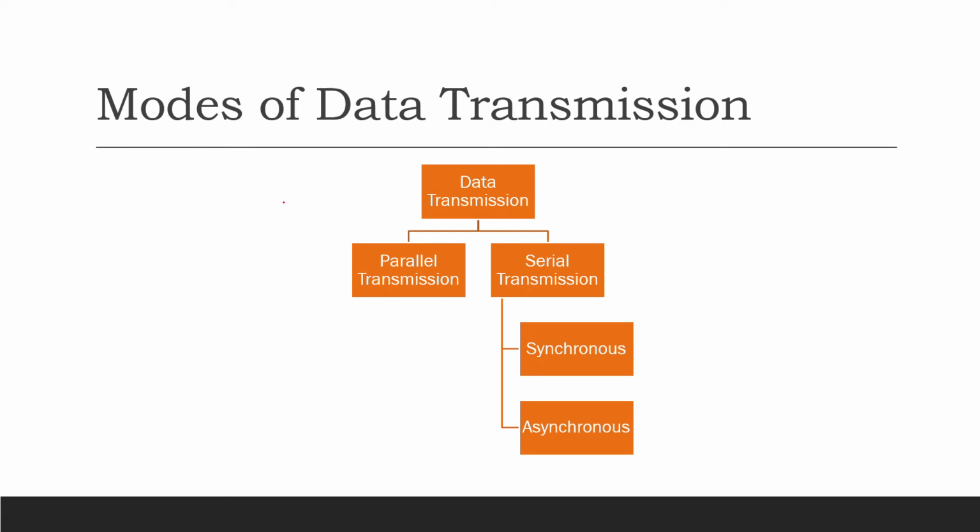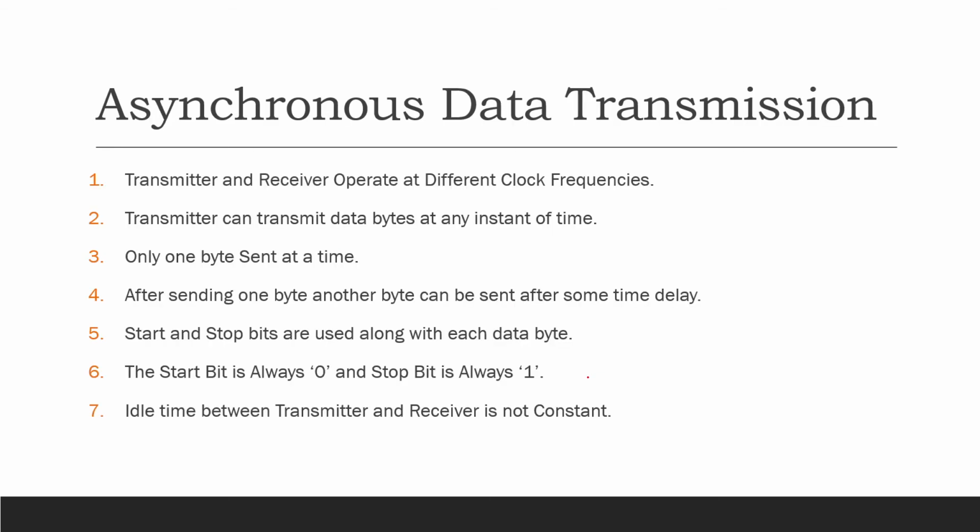Now up till now we have seen data transmission using parallel transmission and using serial transmission. Now in more detail we will see types of serial transmission, that is synchronous serial transmission and asynchronous serial transmission. In asynchronous data transmission, that is serial transmission, we will better use the word data transmission instead of serial transmission.